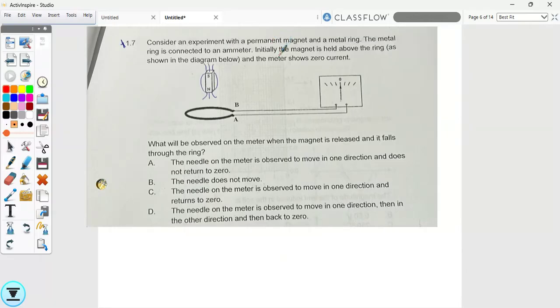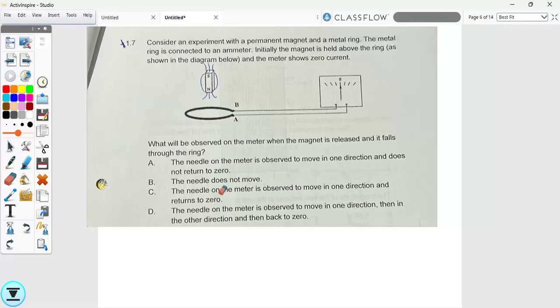Okay, there's another one of these. So it's still induction, metal ring connected to the ammeter. Magnet is held. As soon as it's held still, there's my magnetic field lines as you drew them there. As it is held still, there's no change in magnetic flux. Therefore, there's no reading on the whatever that is. I guess it's a galvanometer.